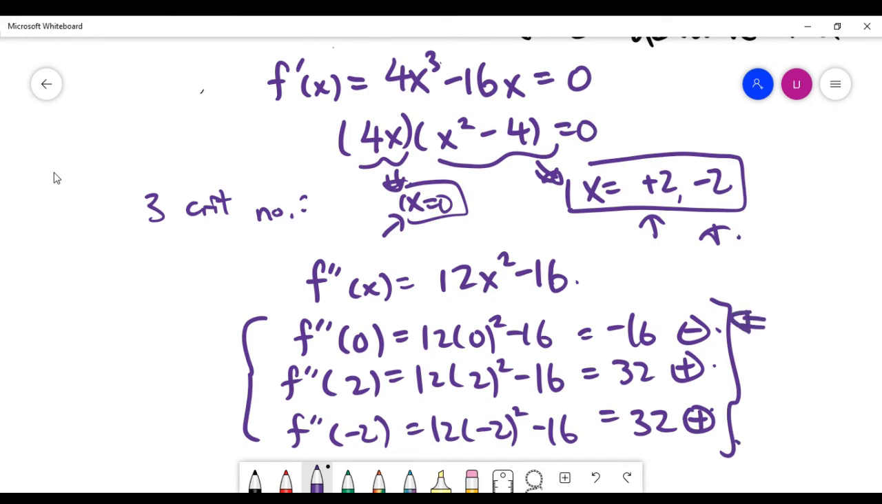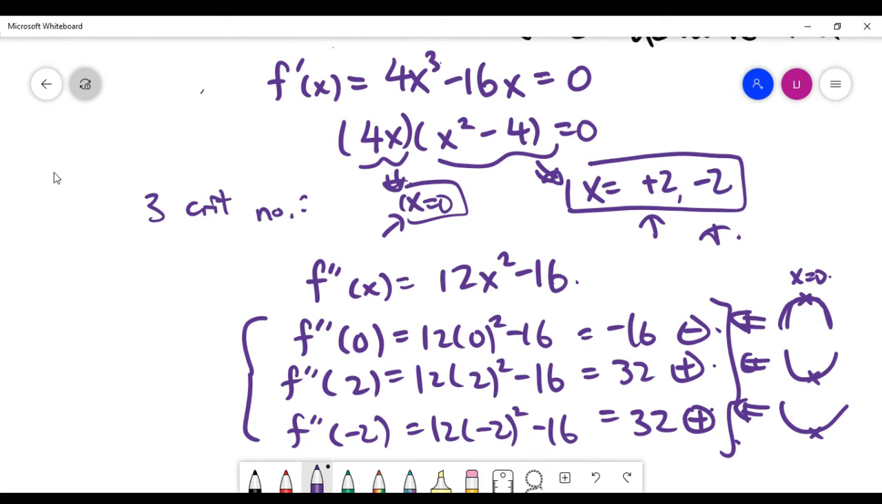We evaluate f double prime at this point, and we get a negative value. It means that we expect that around this point, it is actually a concave downward shape. And for the last 2 values, they are positive, so we expect that at these 2 critical numbers the shape is concave upward. It is good that f double prime is not 0 here. I want to repeat it again. If f double prime is 0, there's no conclusion that we can draw based on the second derivative test.